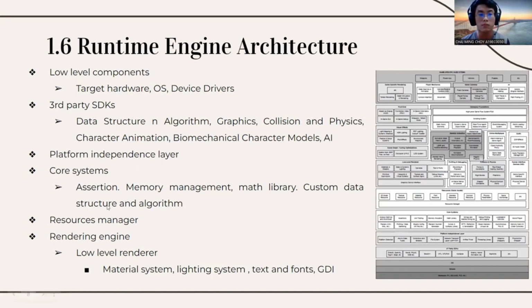Next will be the core system, which has assertion, memory management, math library, and also custom data structure and algorithm. Then there is the resource manager, which provides the interface for accessing the assets and input data. Lastly will be one of the parts of the rendering engine, which is the low-level renderer, which consists of the graphics device interface, material system, dynamic lighting system, and lastly the text and font.